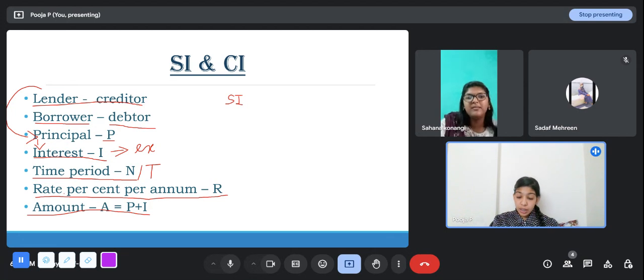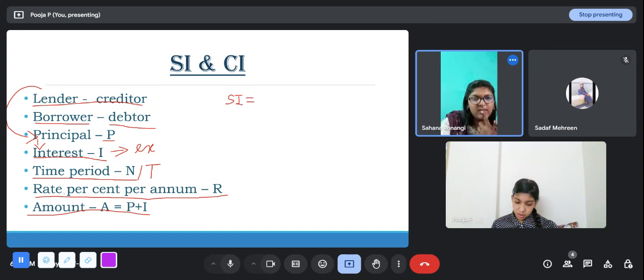Ma'am, I didn't hear you. I think yesterday you told one example. I mean, one formula, not example. Haha. Is that for compound interest?